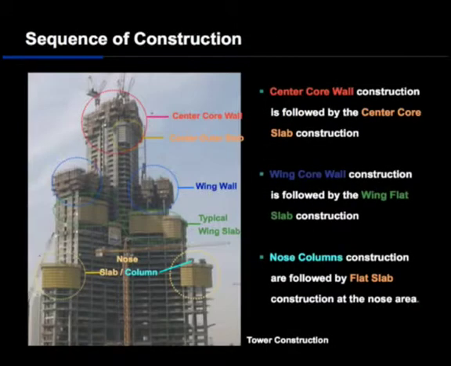As you can see, this is the sequence of the construction. First, we construct the center core wall, then the wing wall follows, and after that, the nose column and slab follow. So within these different activities we also have the outside slab activity and also inside core slabs and staircase. So to complete one floor, we have to cast concrete for 37 different areas and zones.